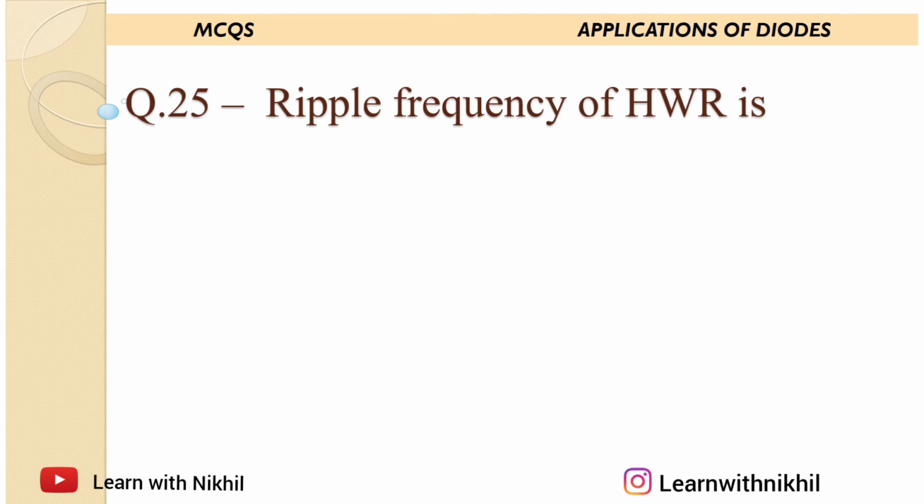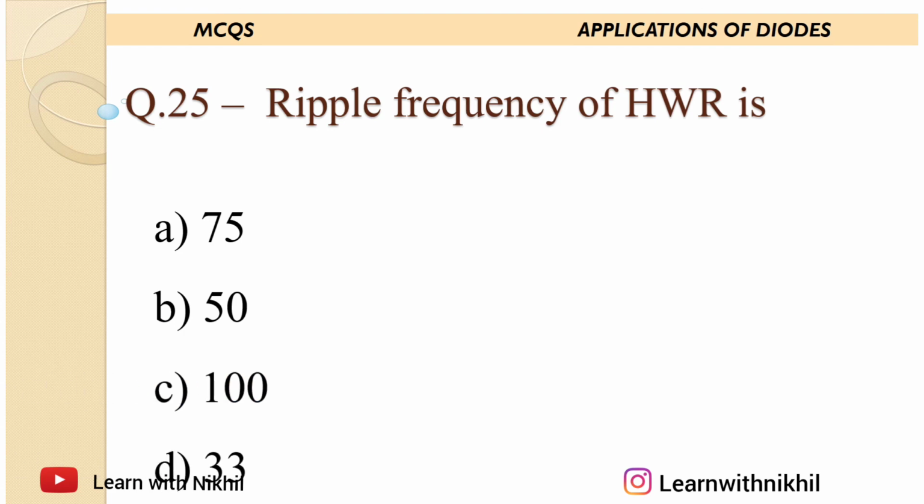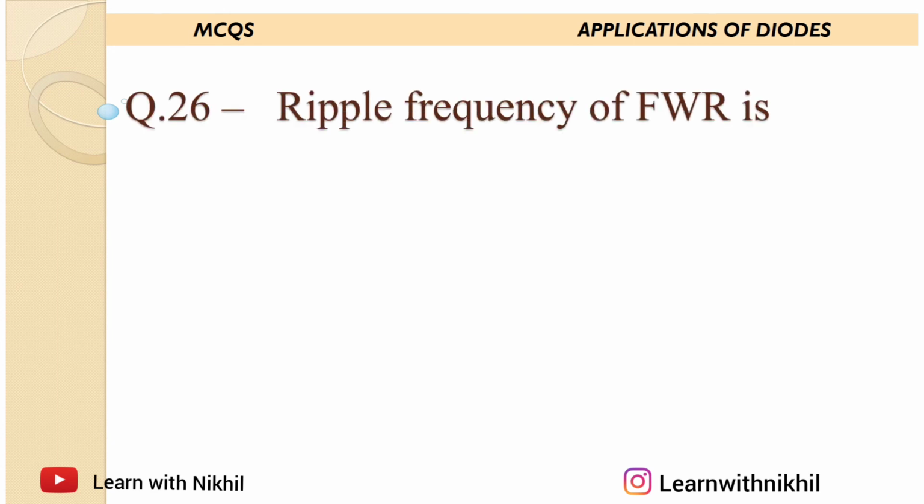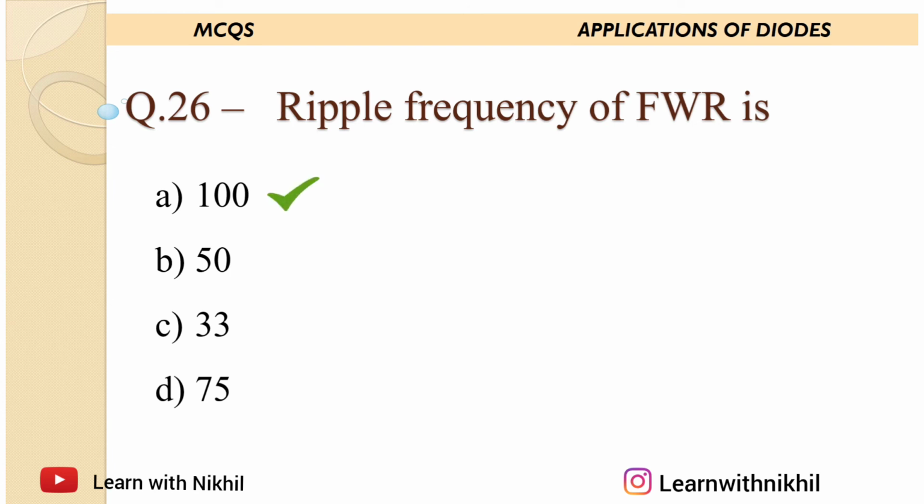Next question. Ripple frequency of half wave rectifier is A. 75, B. 50, C. 100 or D. 33. And the right answer is 75. Next question. Ripple frequency of full wave rectifier is A. 100, B. 50, C. 33 or D. 75. And the right answer is, yes, that is 100.